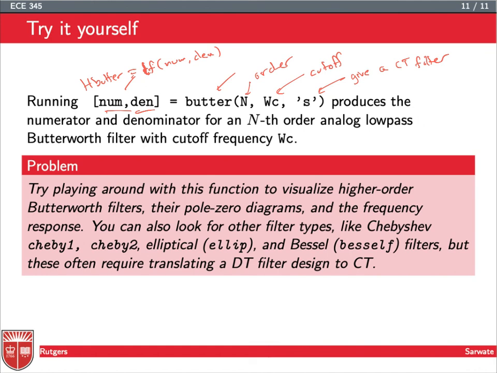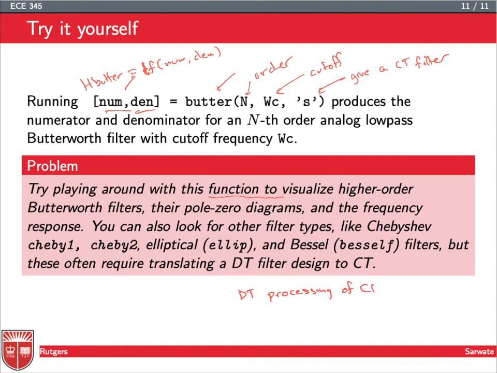So you can try playing around with this function to look at higher order Butterworth filters, which we'll take a look at a little bit later, and look at the pole zero diagrams and the frequency response. And if you're interested in other types of filters, there's Chebyshev filters, elliptical filters, and Bessel filters, and maybe a couple others that I'm not mentioning here. But a lot of them, if you look at the documentation for those functions, are going to require essentially a pole zero diagram for discrete systems, and that's going to come when you look at Z transforms, in order to design the analog system.